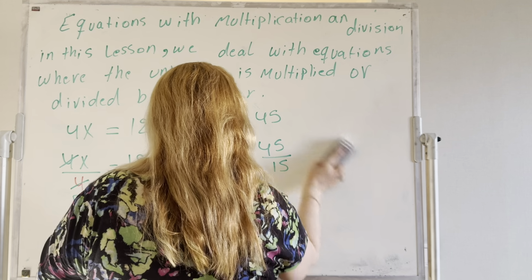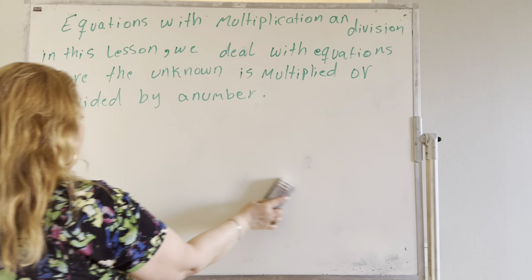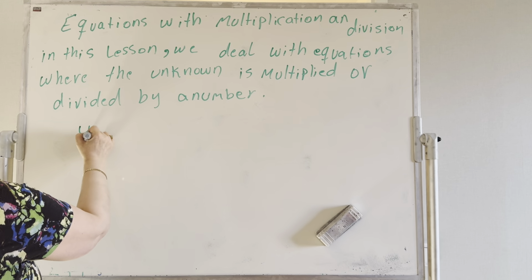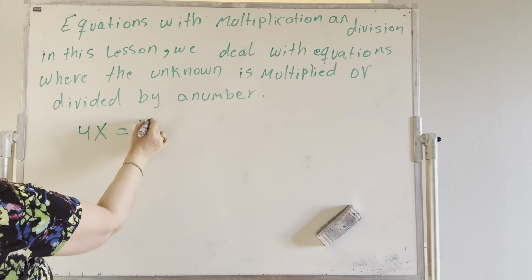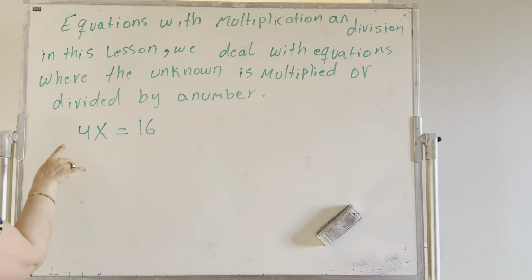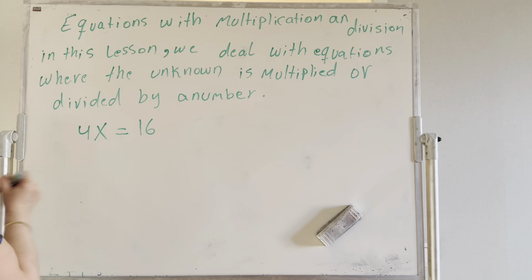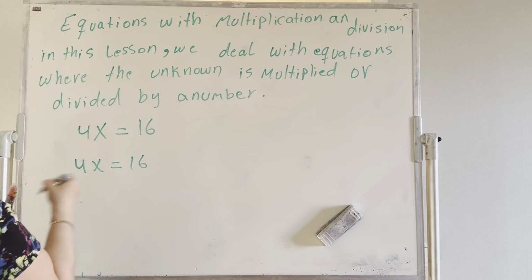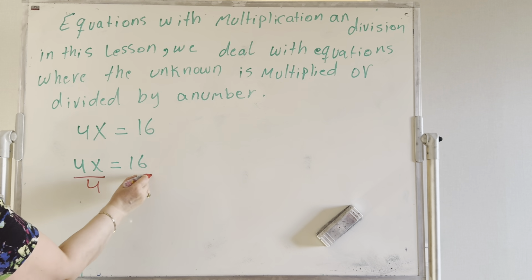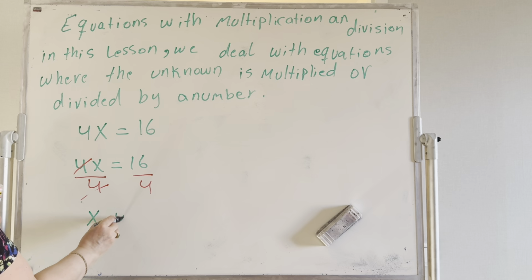Last example. If I have 4x equals 16, and I know 4 times x is multiplication, so I need to divide, the opposite operation is division. So I will divide both sides by 4 to get the value of x. x equals 16 divided by 4, and shorten here, x equal 4.